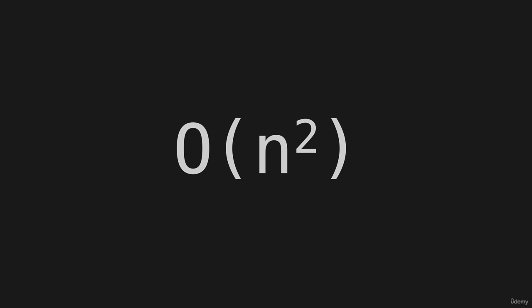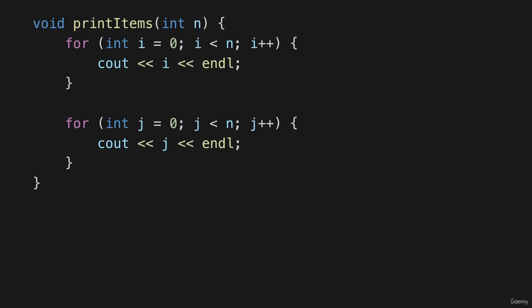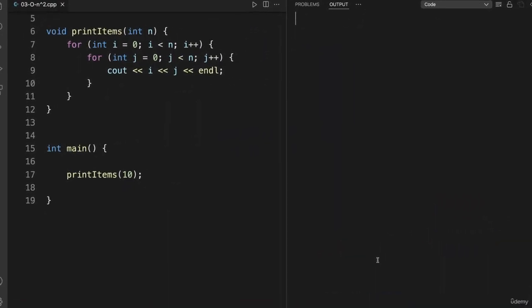So now we're going to look at O of n squared. So I'm going to bring this back from the last video where we had one for loop after another, except what I'm going to do is change this where we have one for loop inside of another. And when we do this, we're going to get a very different outcome. So now let's flip over to VS Code and take a look at this.